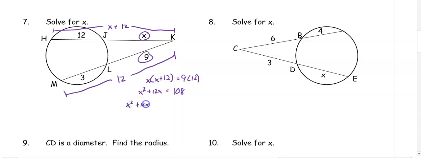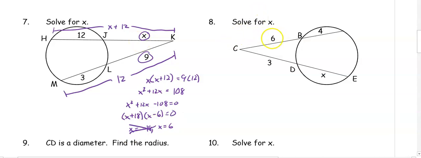So x squared plus 12x minus 108 is equal to 0. We need two numbers that multiply to negative 108 and add to 12. Well, 108 is divisible by 6 and 18. So we would have x plus 18 and x minus 6 equals 0. So x is negative 18 and x is 6. Remember, we can't have a negative because we have that side length of x.